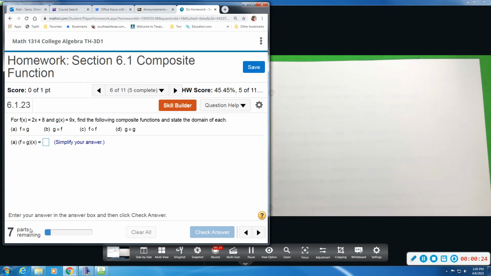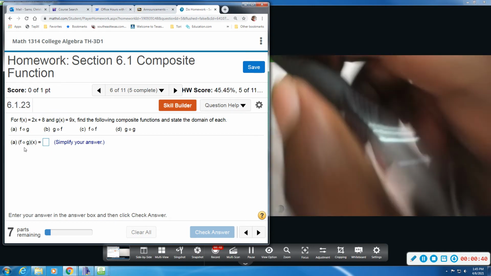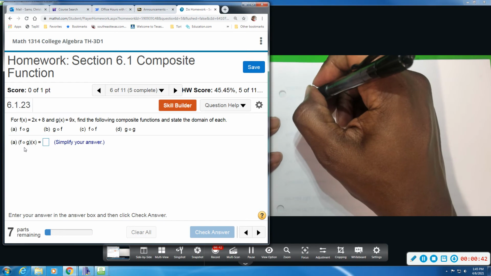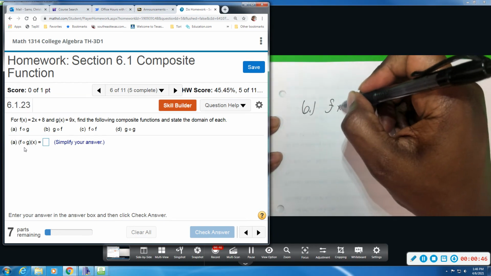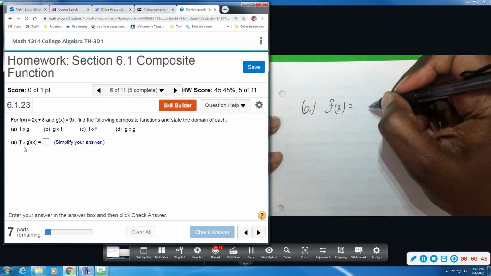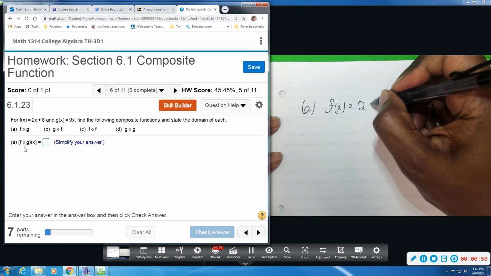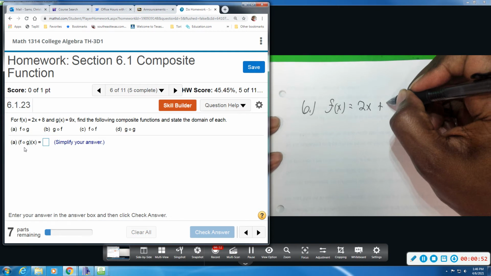And if you have any restrictions, you have to carry those over with you. In this case, we may not see that. It's possible we'll see it later, but let's do the composition of functions. So in the general case, we are given our two functions, f of x, and f of x is given as 2x plus 8.